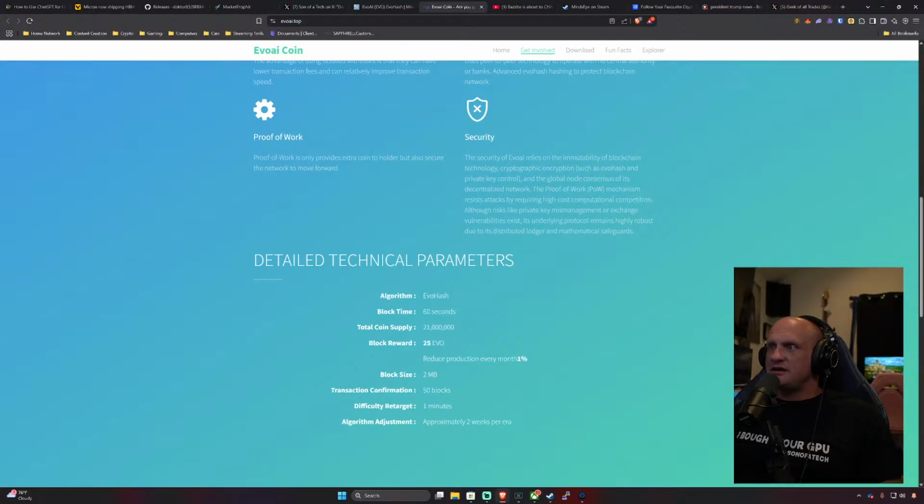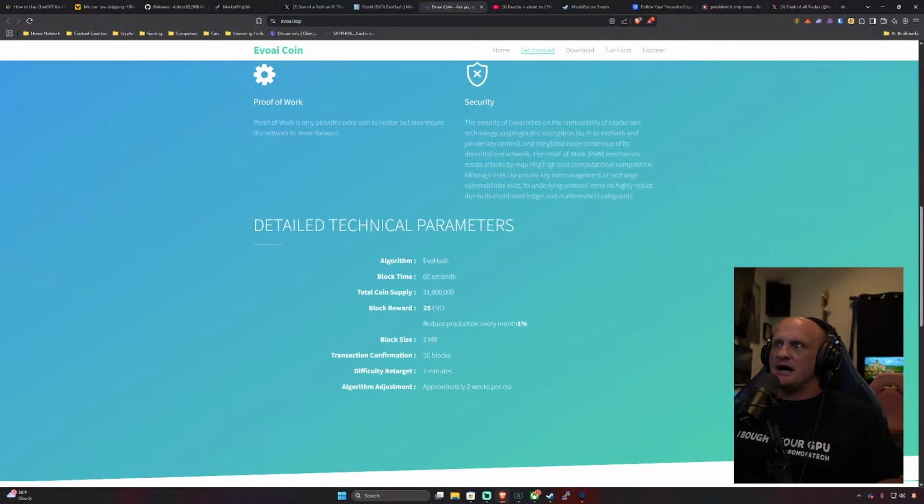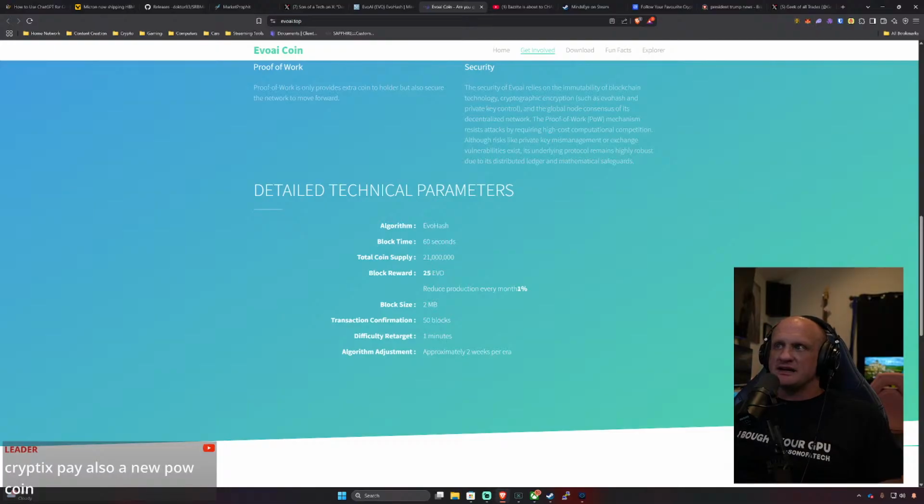So detailed technical parameters. I don't know what Evo hash is yet. I don't know if this is just a fork form of like fish hash. One of those, I don't know, but we'll try to find out. It says block time is 60 seconds with a total coin supply of 21 million, so similar to Bitcoin, except the block reward is starting at 25 Evo, whereas Bitcoin started at 50 BTC.